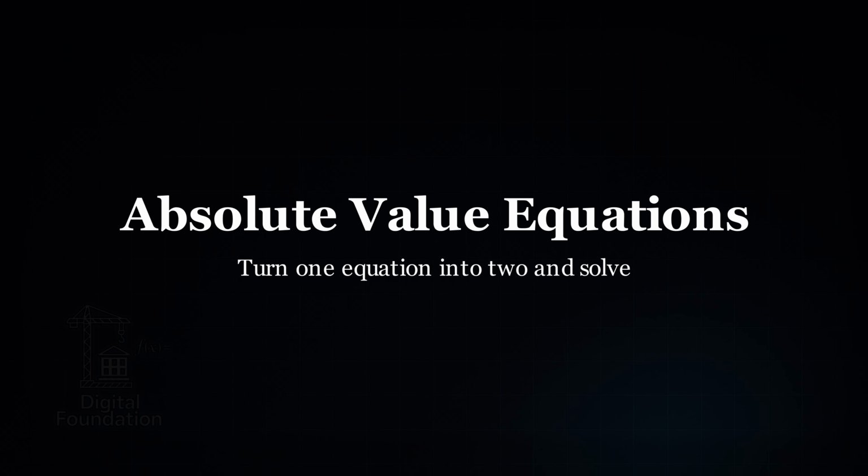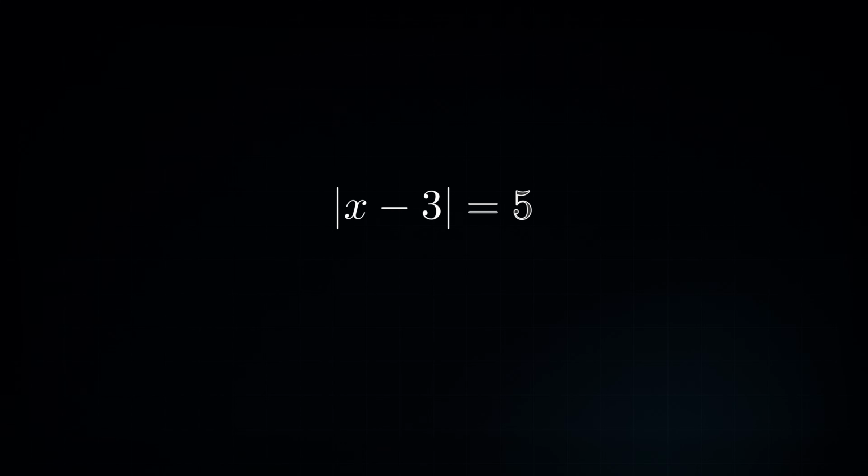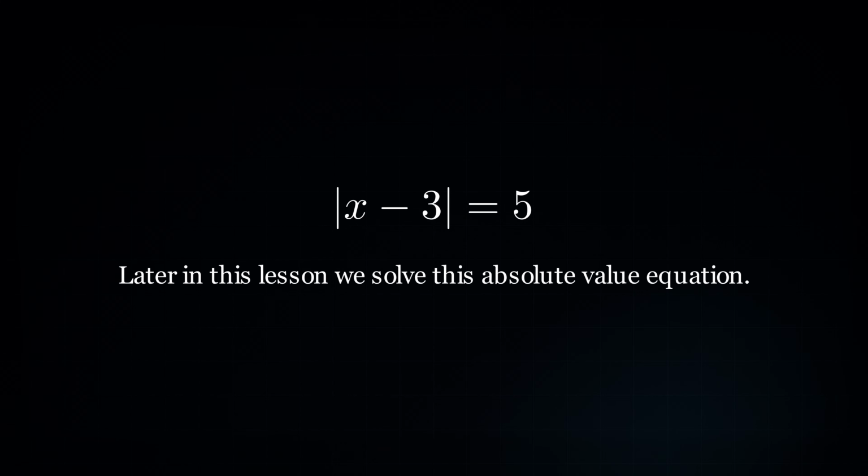In this lesson, we learn how to solve equations with absolute value. On the screen, you see the equation, the absolute value of x minus 3 equals 5. Take a quick look and try to guess the solutions. We will come back and solve it step by step.